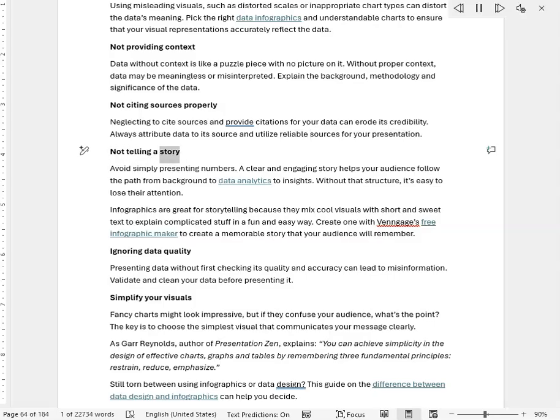Not telling a story. Avoid simply presenting numbers. A clear and engaging story helps your audience follow the path from background to data analytics to insights. Without that structure, it's easy to lose their attention. Infographics are great for storytelling because they mix cool visuals with short and sweet text to explain complicated stuff in a fun and easy way.